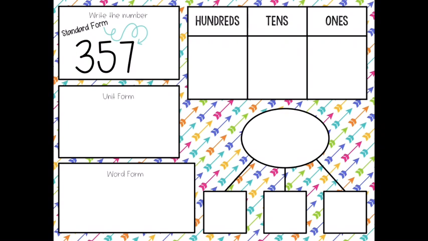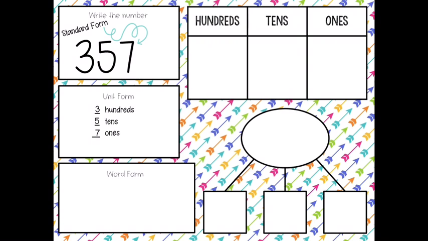Now, let's think about unit form. We can look at this number and tell how many hundreds, tens, and ones we have. So, how many hundreds would we have? How many tens would you have? And how many ones would you have? Take a minute to think about it. Very good. You should have said 3 hundreds, 5 tens, and 7 ones.